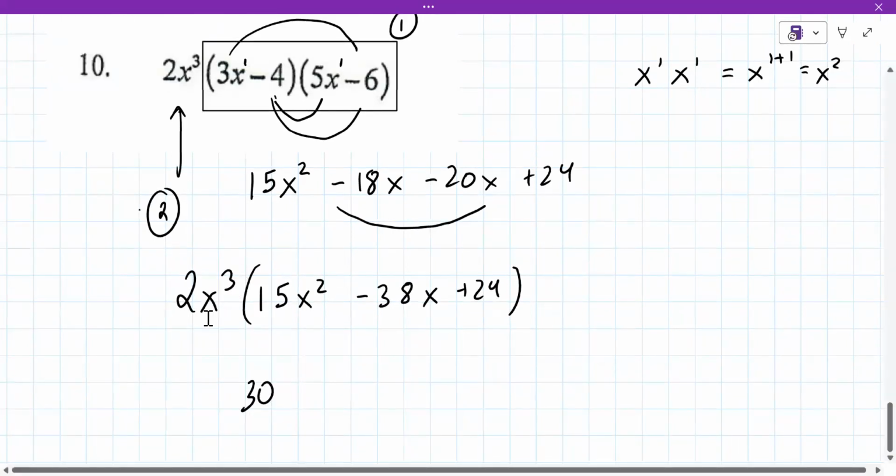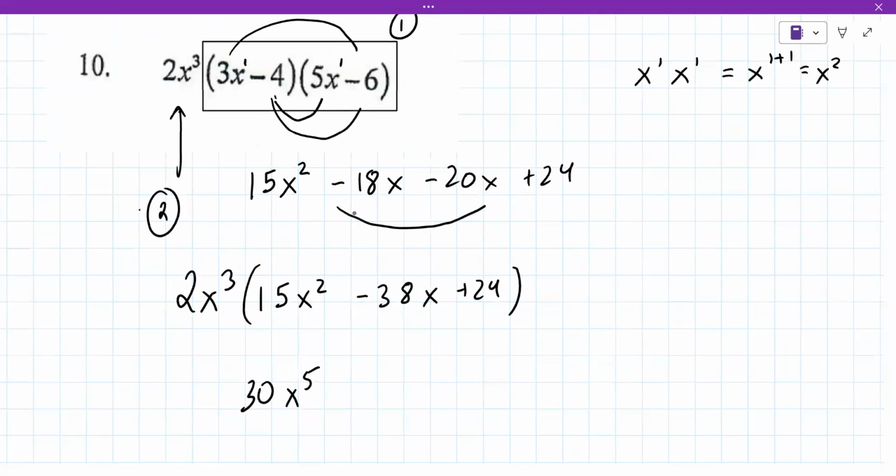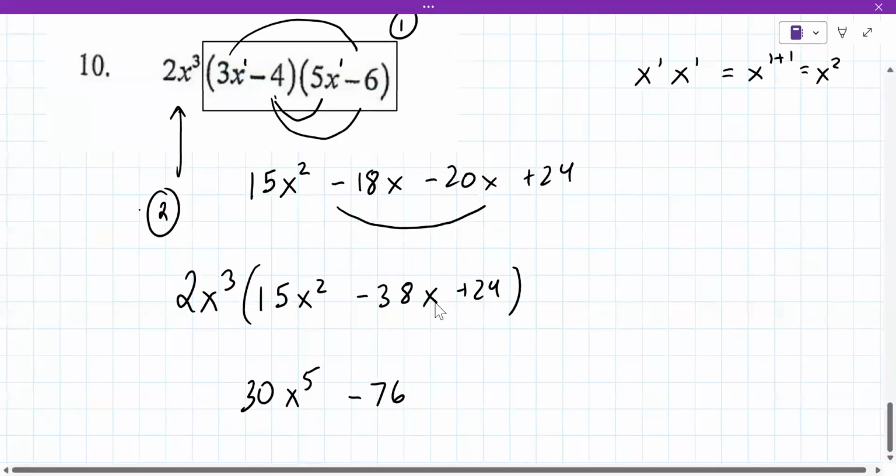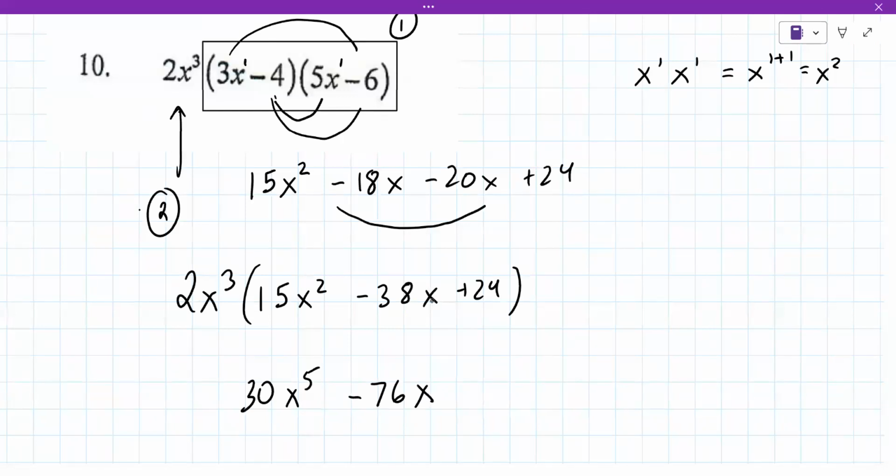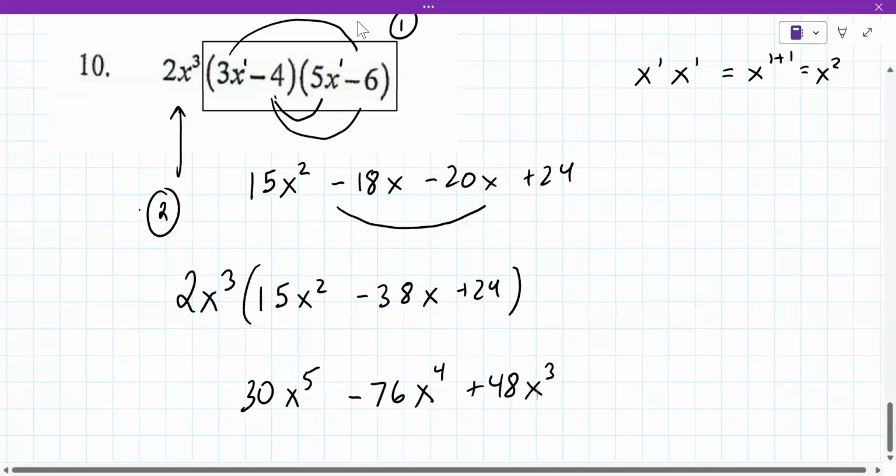Can you tell me, Max, what x cubed times x squared is? X to the 5th. The next one is 76. What's x cubed times x? X cubed times x is x to the 4th. Good. And then the last one is 48 cubed. All right, really good.